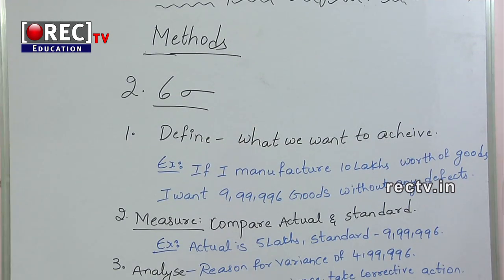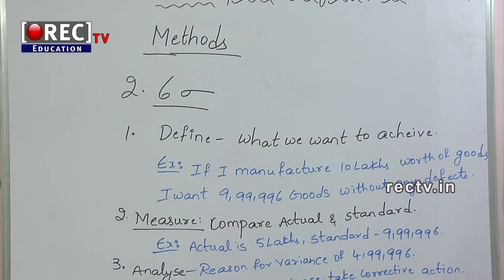Now let's see our second method under incremental improvement, which is Six Sigma. Six Sigma is based on the concept that whatever we manufacture, we get the goods almost with zero defects. Now the Six Sigma method involves 5 steps which made Six Sigma successful. First of all, define. Define is nothing but what we want to achieve.